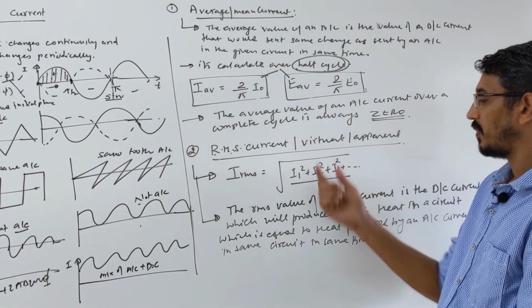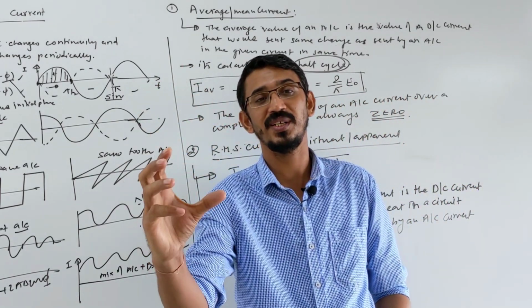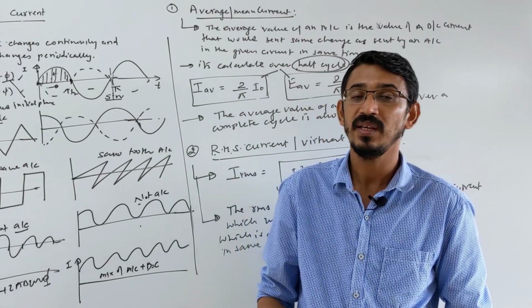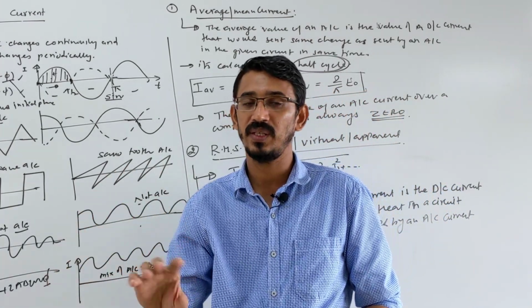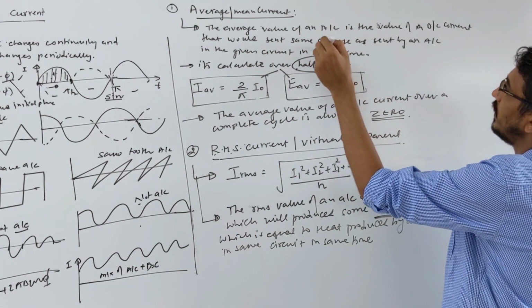So exactly the same definition here. What is the RMS value of an AC current? It is that much DC current which will produce some heat in the given circuit, which is produced by an AC current for the given time. So here we talk in terms of what? Heat. And there, how did we define it? Charge.